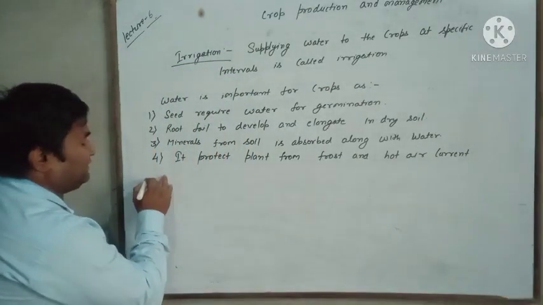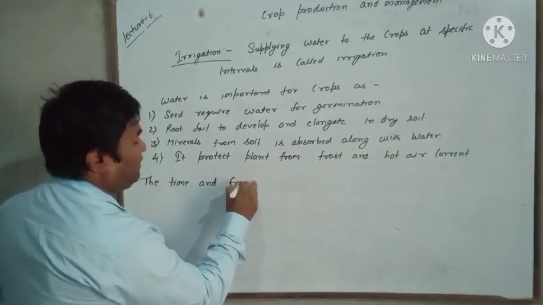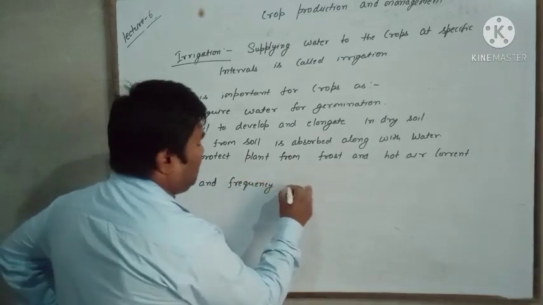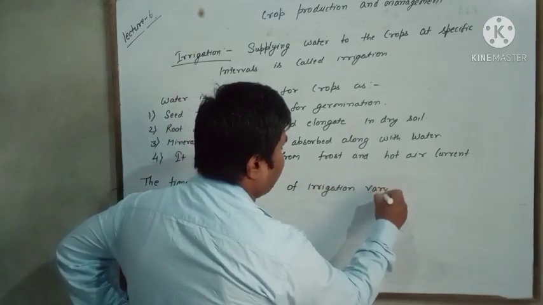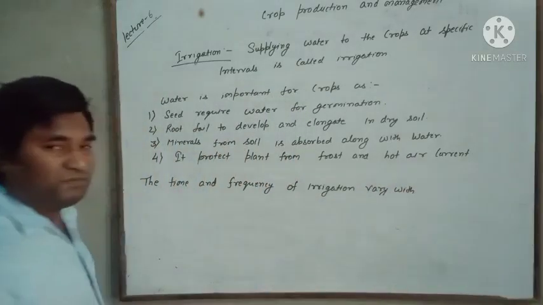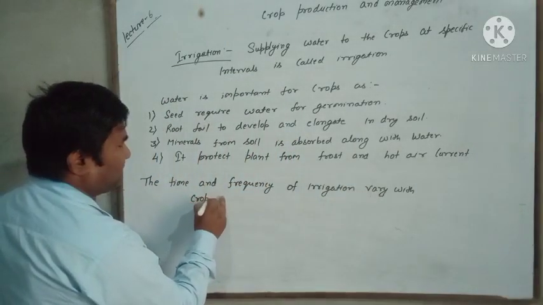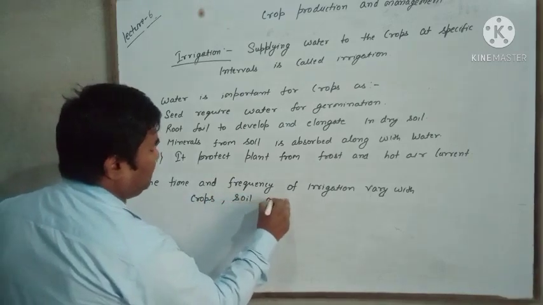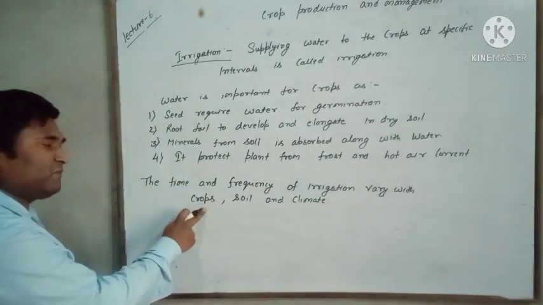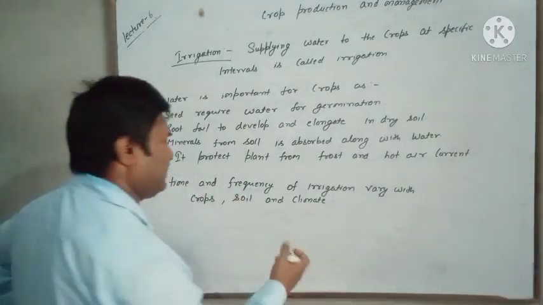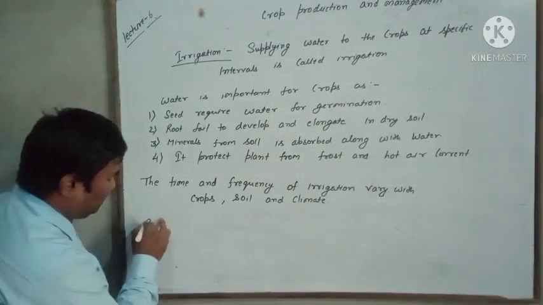Okay. Next is the time and frequency of irrigation. They vary with crops, soil and climate. So what type of crop is there? For different types of crop, there is a different frequency of irrigation, different types of soil and different climate.